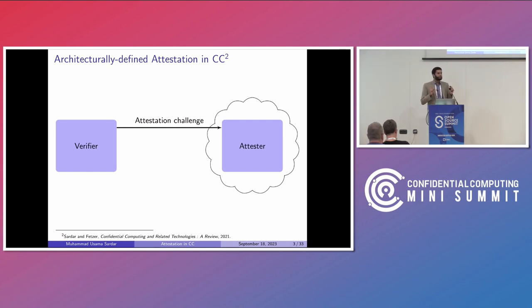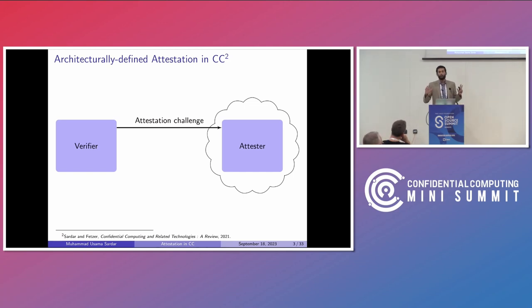So what we call the architecturally defined attestation is one of the terminologies that we specifically use here, meaning that it is defined by the specific technology, whether it's Intel SGX, TDX, ARM CCA, AMD SEV-SNP. It's the one provided by that specific vendor. So other than the solution that a software designer will build on top of that, everything provided by that technology is basically the architecturally defined attestation. This is how we define it terminology-wise.